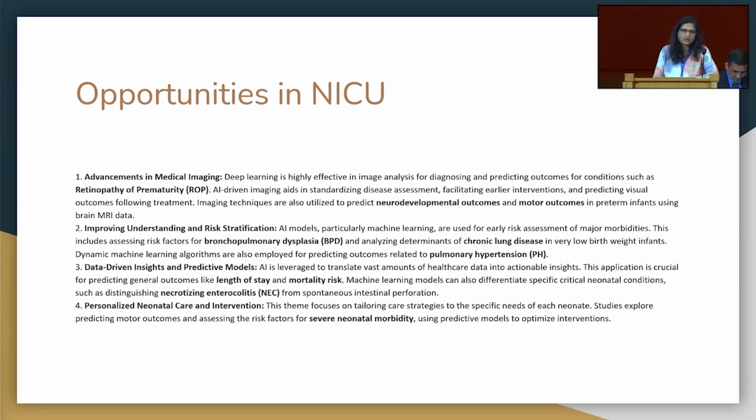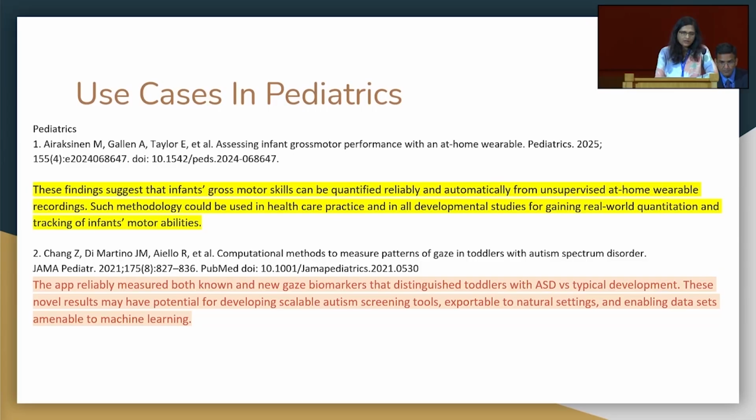For the length of stay, prediction was very helpful in allocating hospital resources, especially nursing and staff. And a few of the studies looked at personalized neonatal care intervention, looking at the predictors and risk stratification based on each neonate and the conditions that they were having. So these are the applications currently being studied in neonatal medicine. There are certain use cases in pediatrics, but in the interest of time, I'm going to skip them.